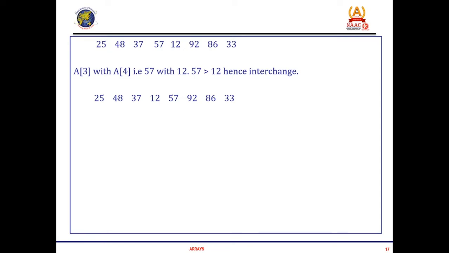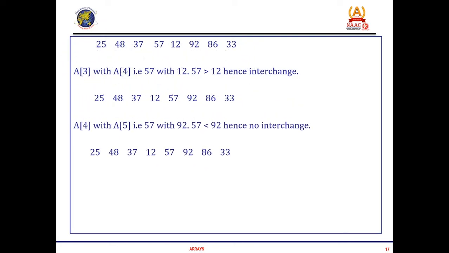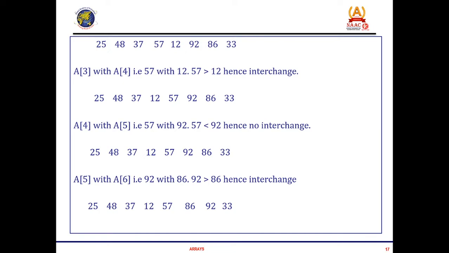Then you compare 57 with 92. Since 57 is not greater than 92, swapping will not take place in this case, right? And hence the elements of an array will be like this only. But comparison will not stop because you have not reached the end of the array. And hence what you do is, now you compare 92 with 86. 92 is greater than 86, so you interchange.